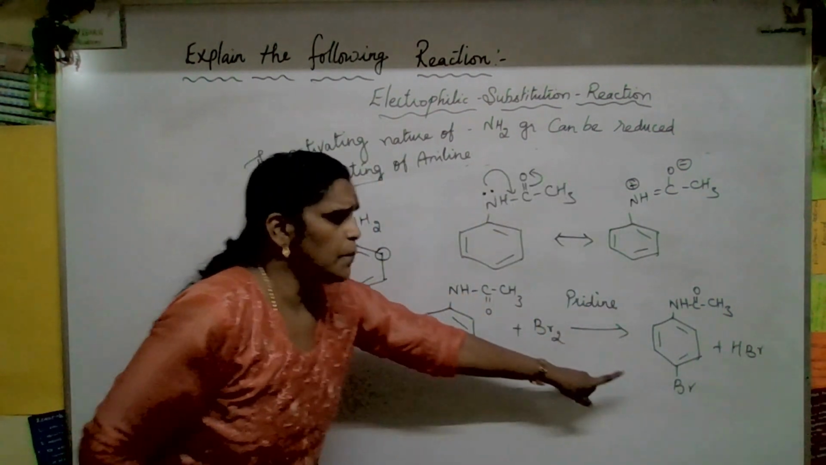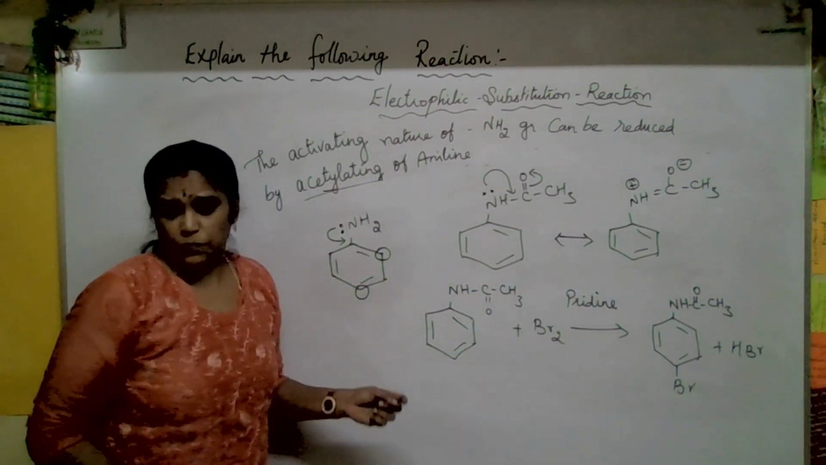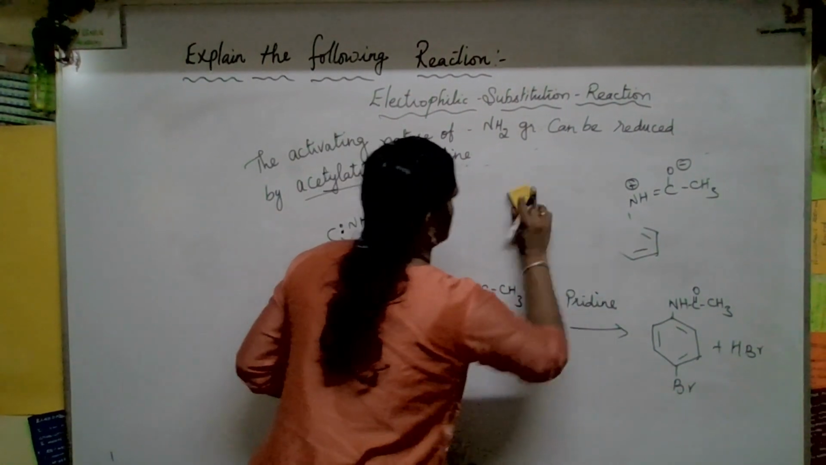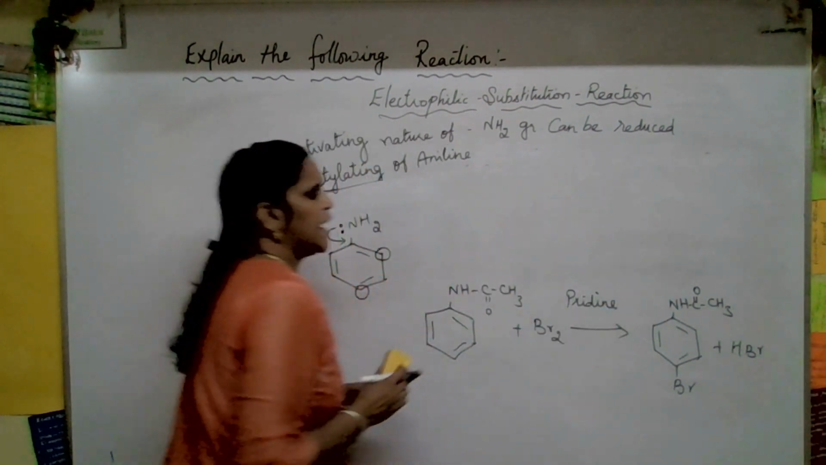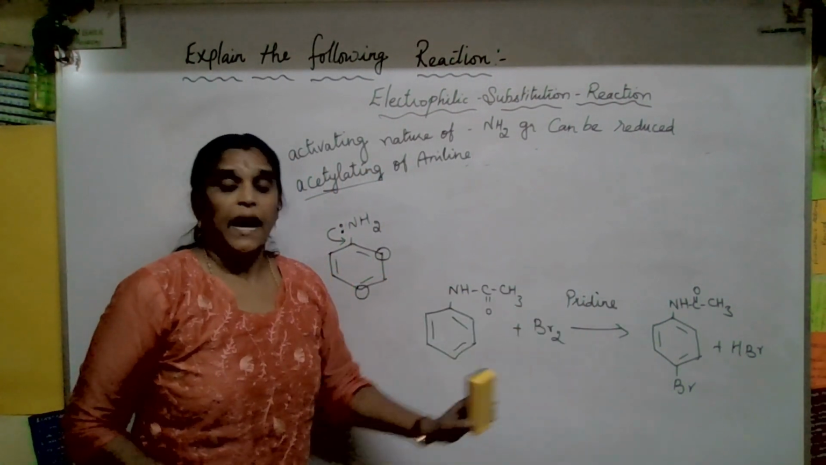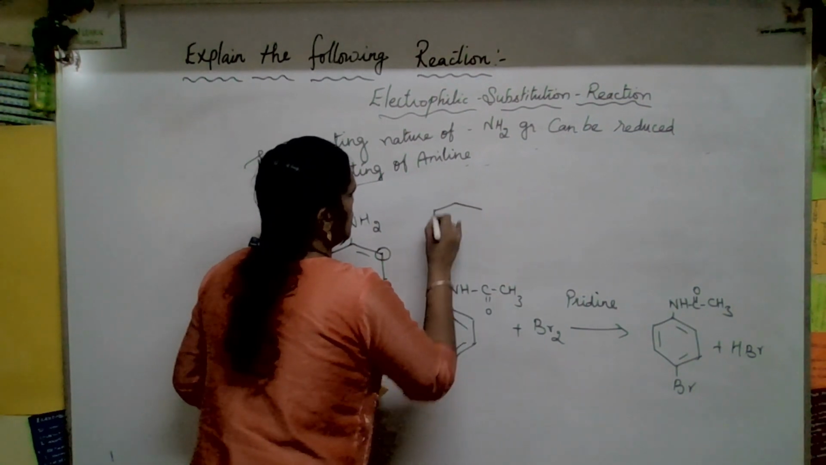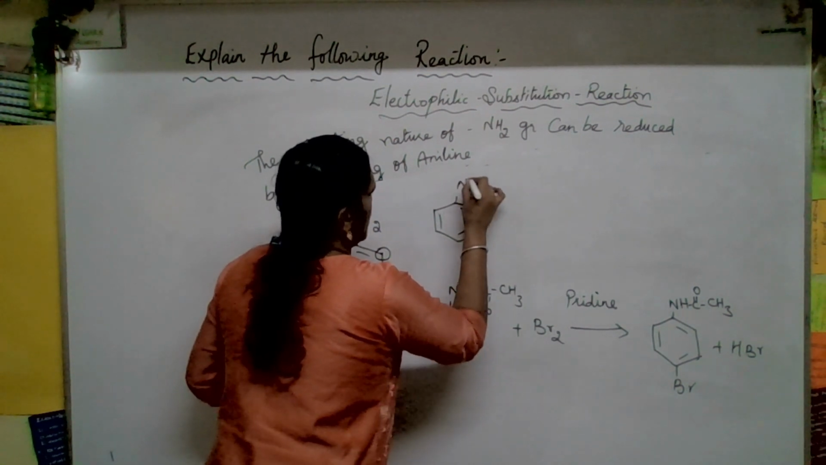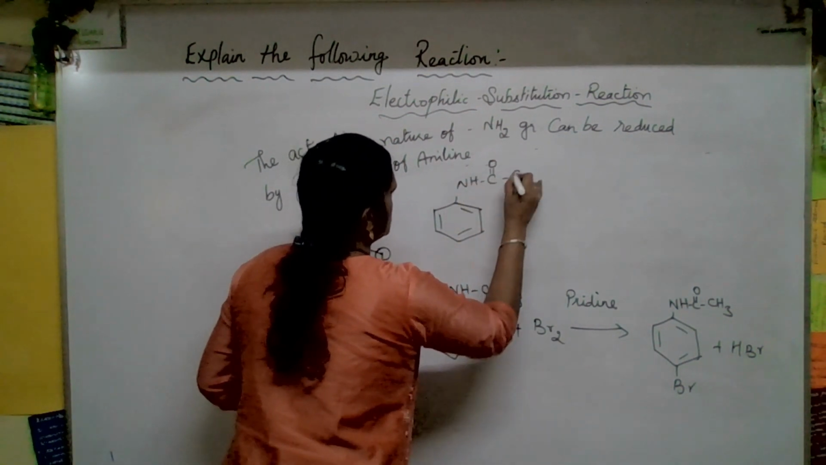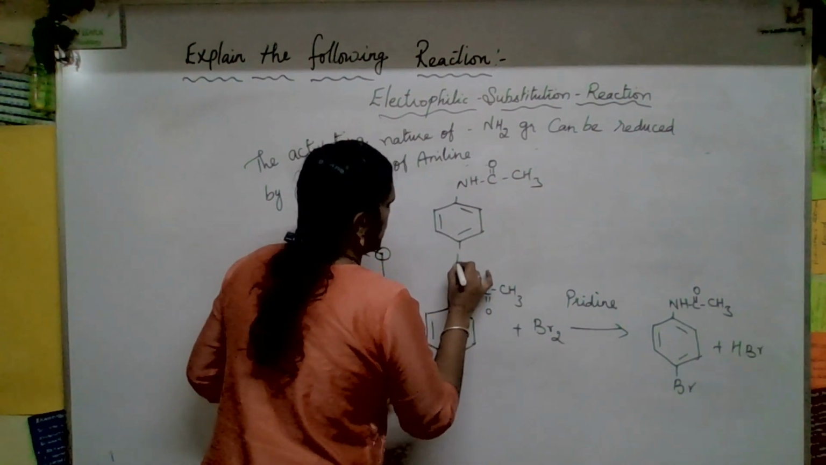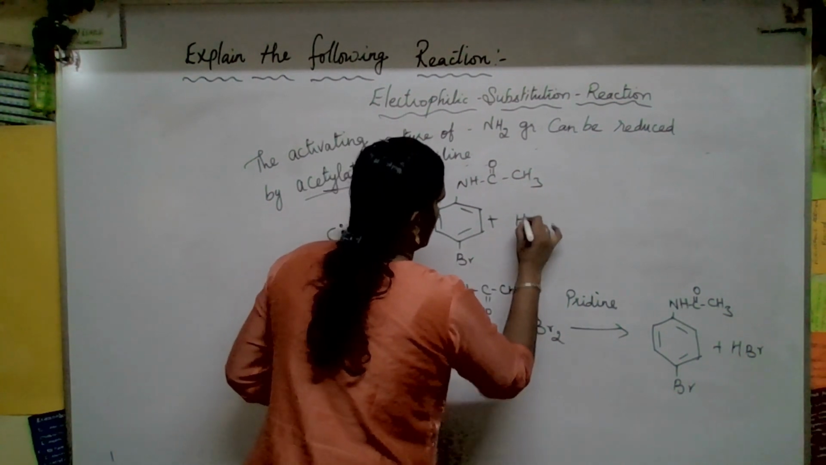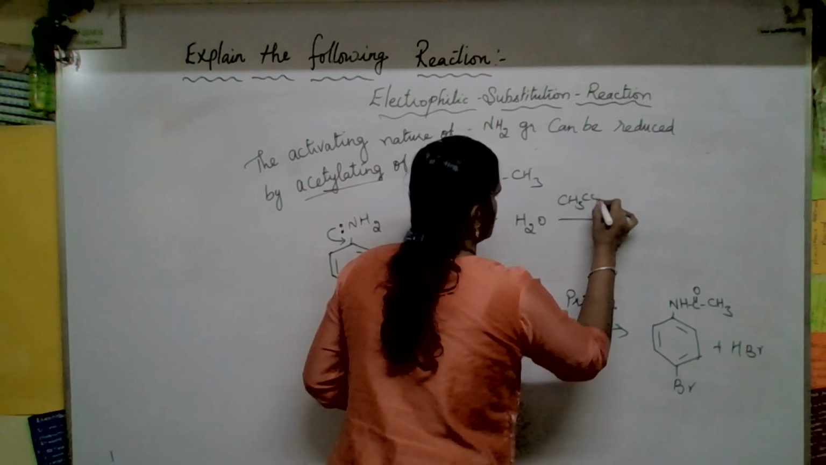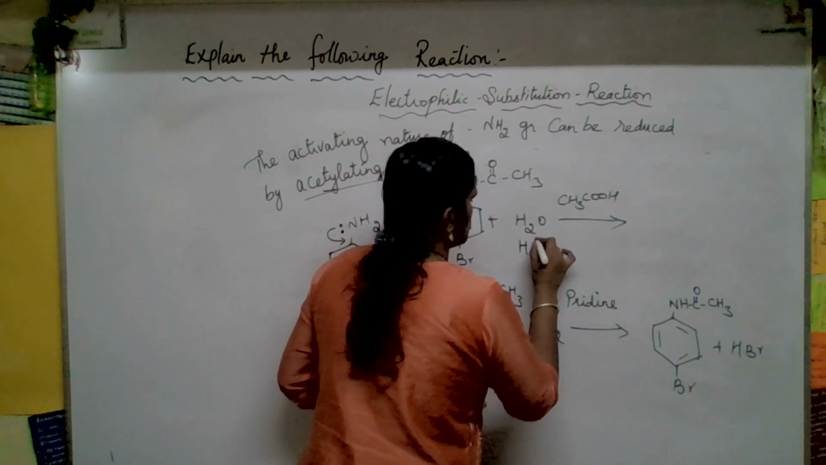Okay, now this para-bromoacetanilide again reacts with water. Hydrolysis takes place. You will get para-bromoaniline. So here, NH C double bond O CH3 and here Br, with hydrolysis H2O in the presence of acetic acid, CH3COOH. So what happened? OH, no?